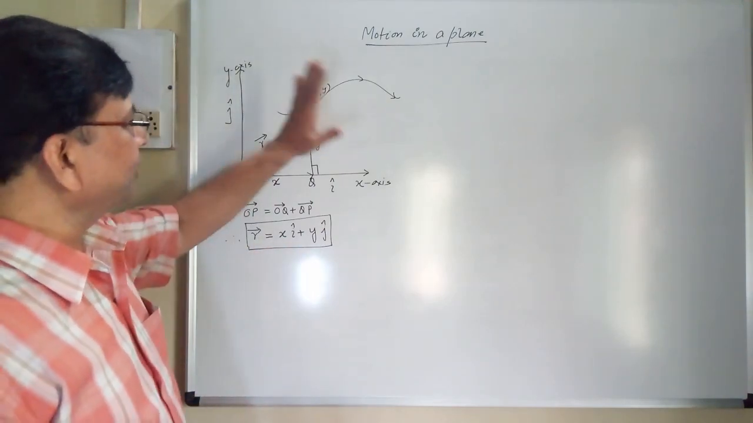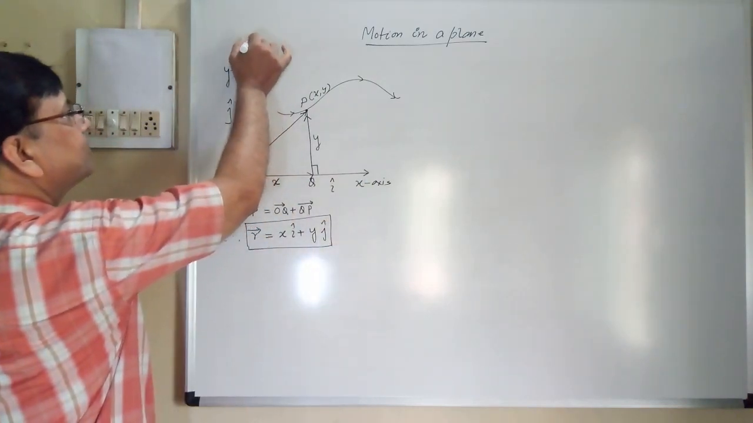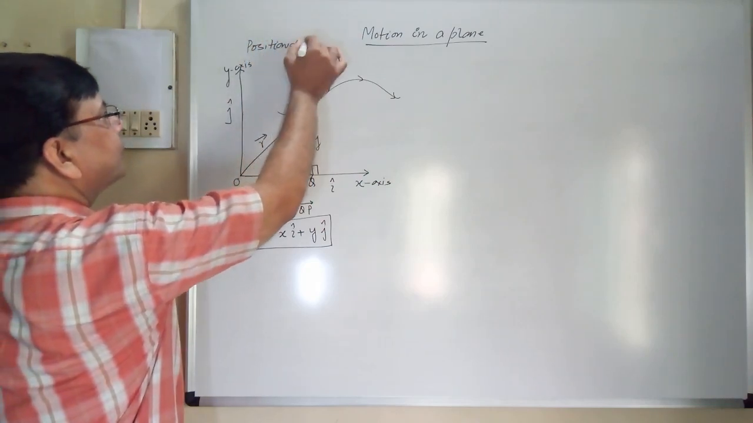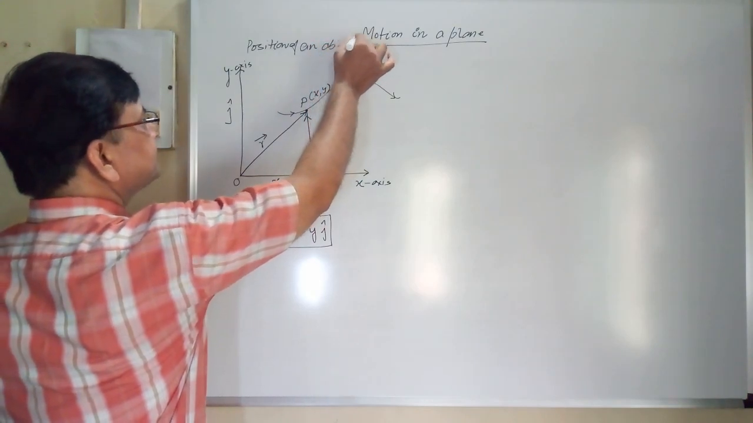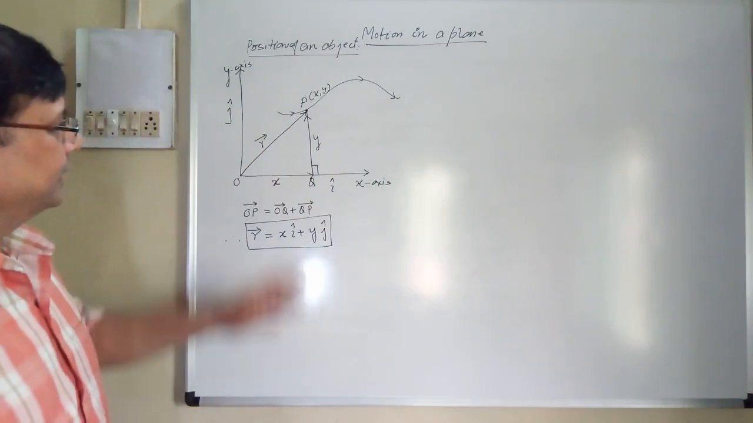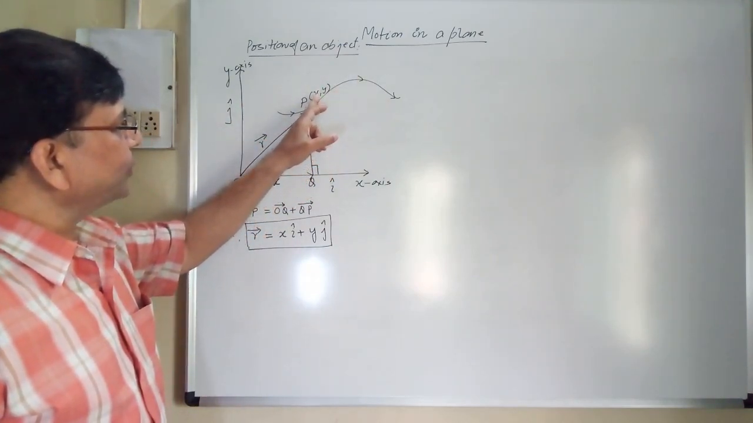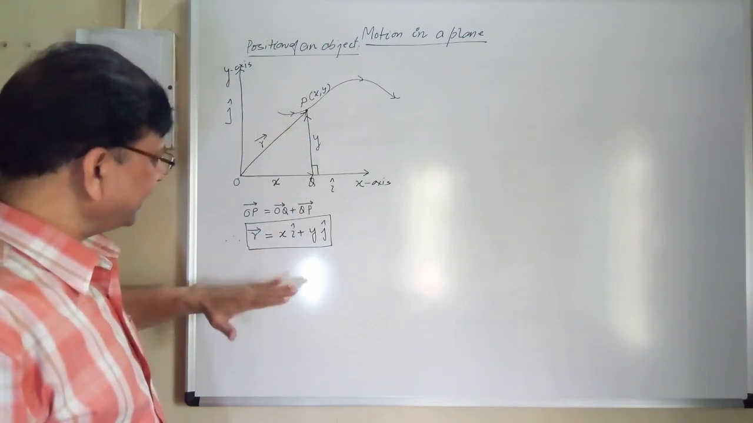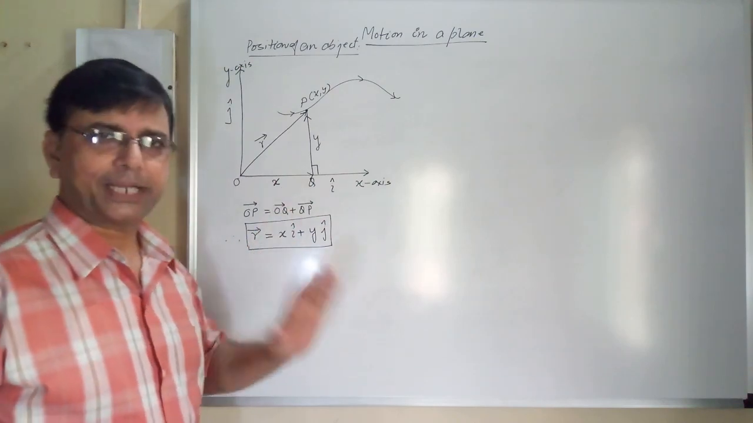Now this is about the position of a moving object in this plane. So the motion is like this, and at a particular position, if the coordinate is x, y, then this position vector can be written as r is equal to xi plus yj.